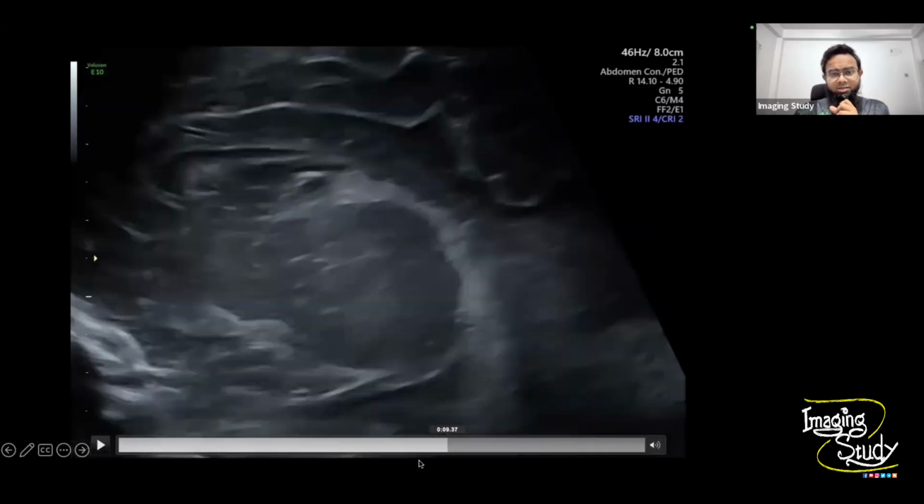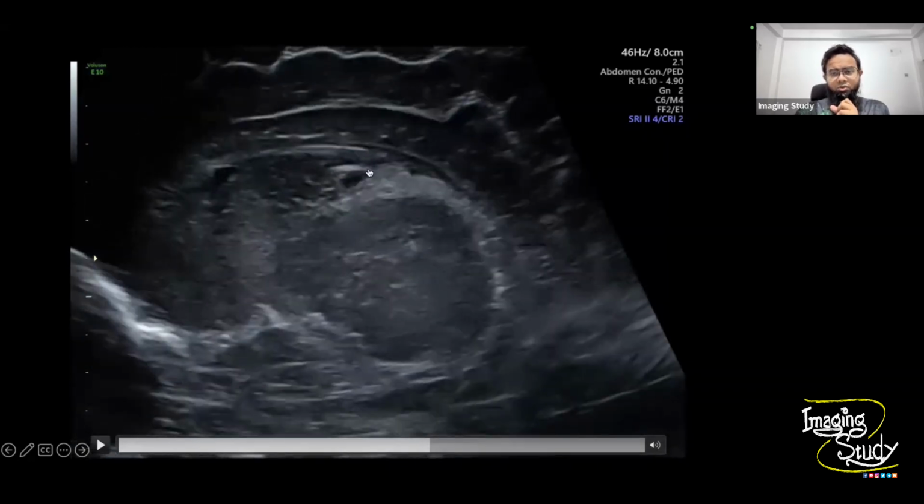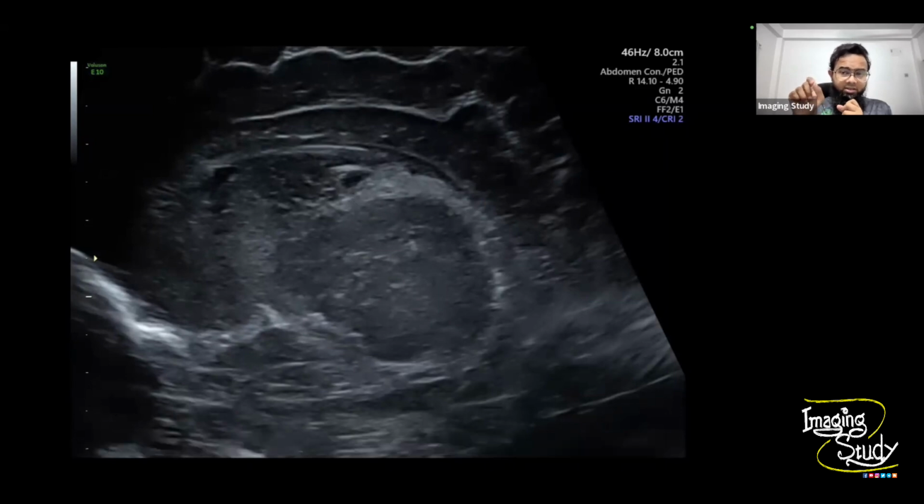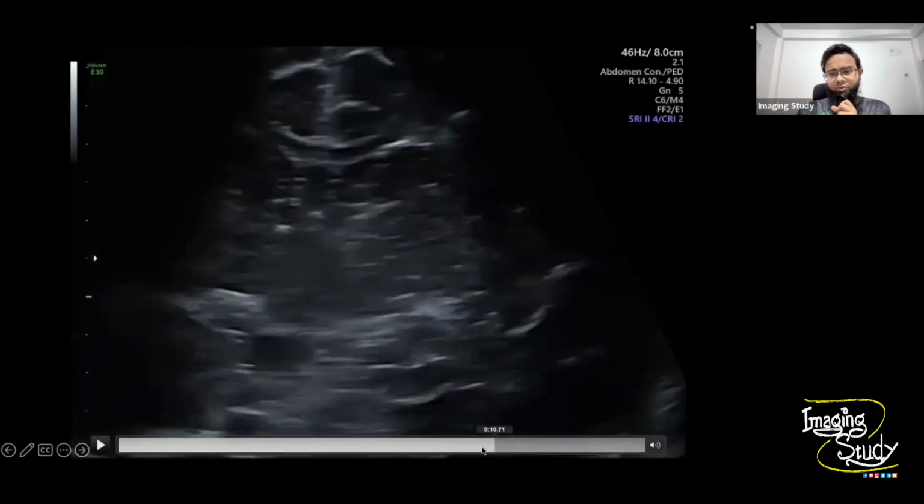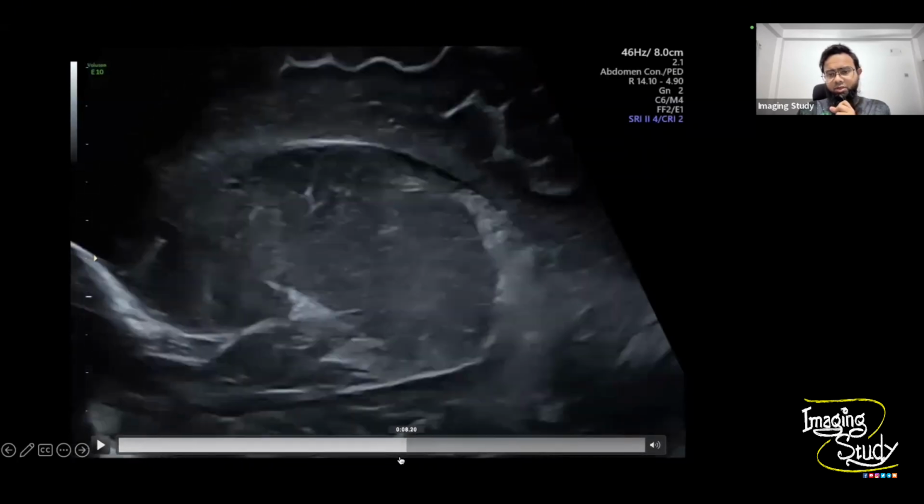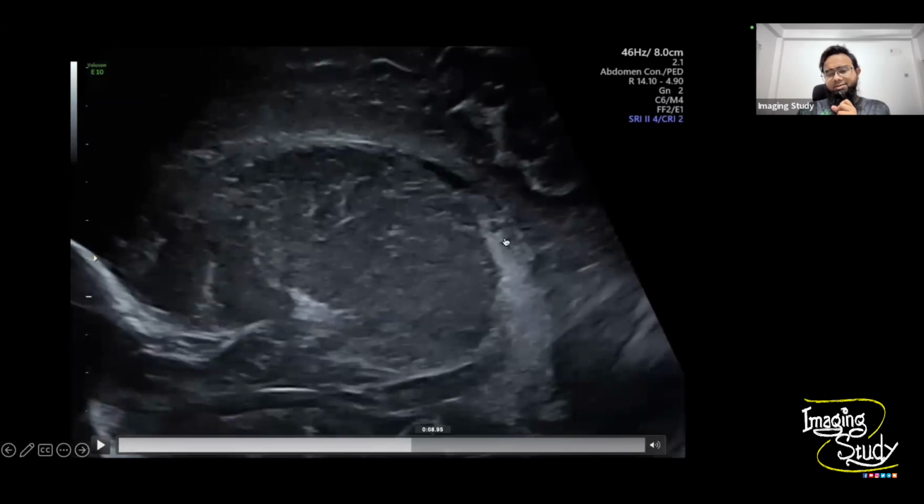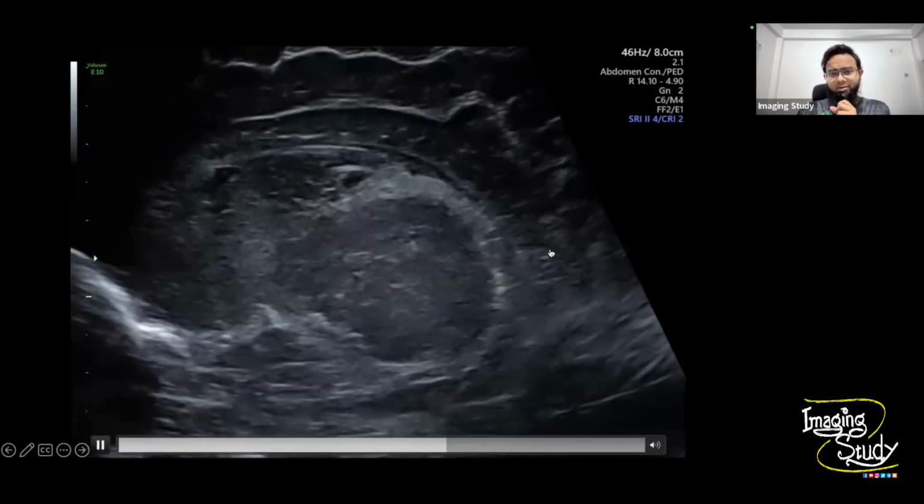Just go a little backward. Now you see this is the caudothalamic groove. This is the thalamus, this is the caudate nucleus. This triangular area is the caudothalamic groove, and you are seeing a cystic area at this part. The wall is a little bit echogenic. Okay, so nothing within the ventricle. The ventricle looks quite clear without choroid plexus. There is nothing inside that.